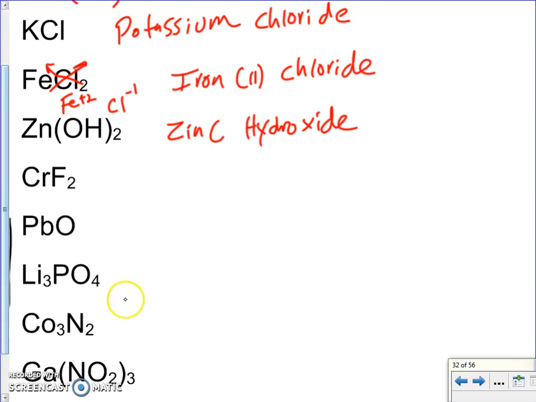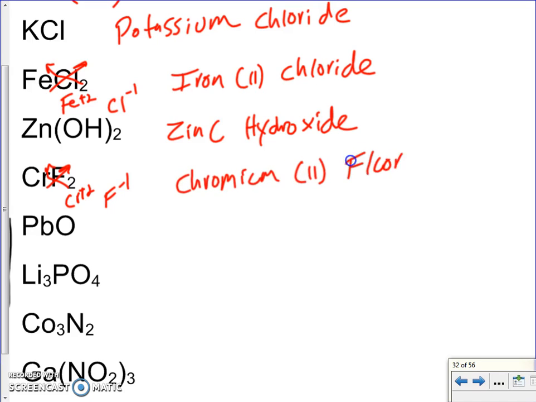The next one, we have a transition metal, but no polyatomic ion, so we uncross and unswap. Cr +2, fluorine -1. Again, double check your charges. Fluorine is supposed to be -1. So now we name it as chromium 2 fluoride.